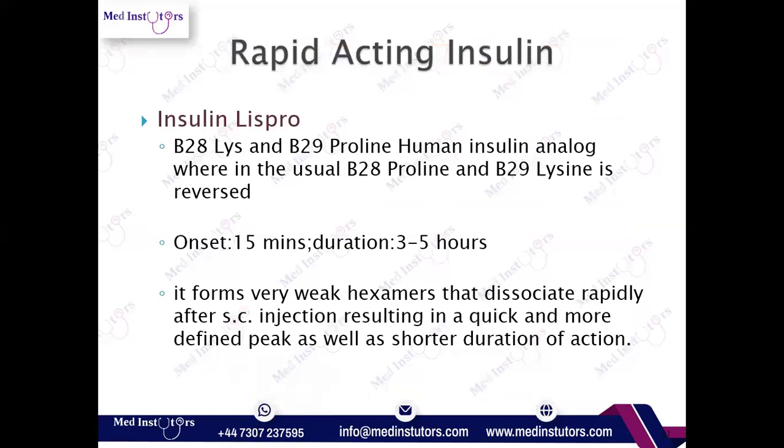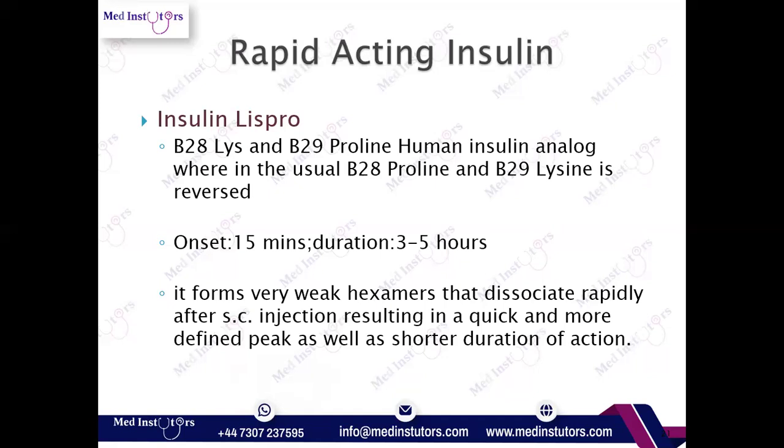How did the name Lispro come? Here, in the B chain, at the 28th position we have proline, and at the 29th position we have lysine. In the Lispro, proline and lysine are interchanged in the B chain of the normal insulin. That is how the name Lispro came.